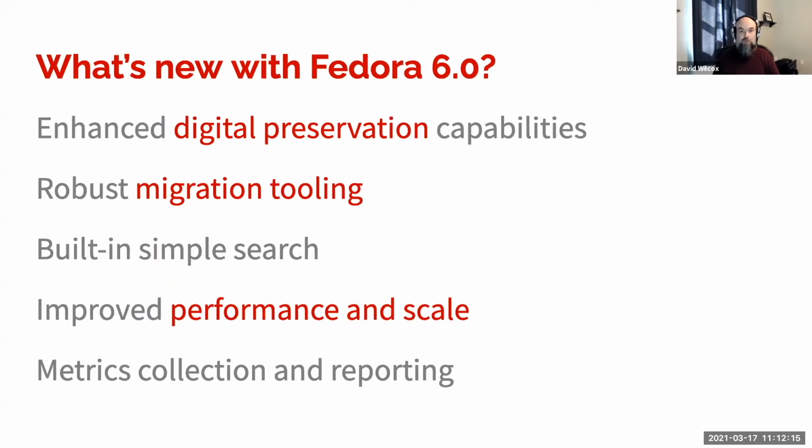And so in terms of Fedora 6.0, you may be wondering what's new. And there are a few things that I think bear mentioning. I talked earlier about the digital preservation capabilities. We've adopted a new standard called the Oxford Common File Layout, which helps us more clearly define how content is laid out at the storage layer to support digital preservation best practices, which I think is something that the community has been asking for some time.